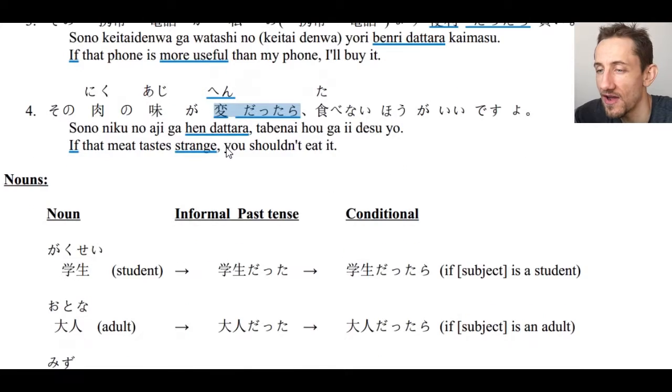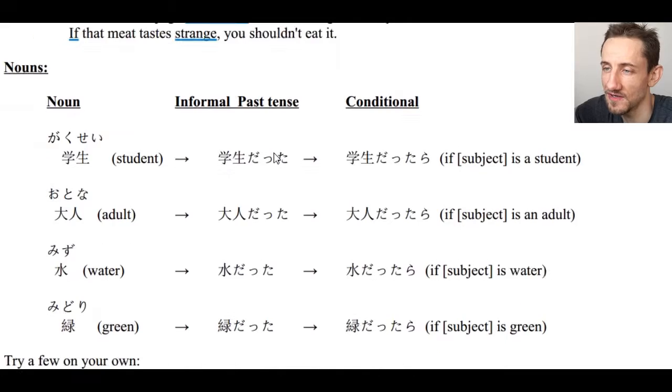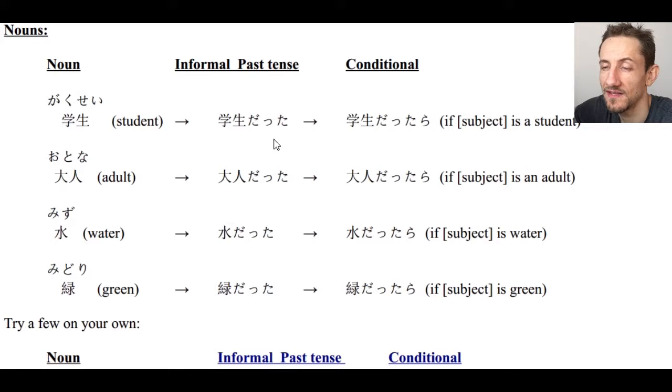Now we'll take a look at our nouns. So basically, they work the exact same way as our na-adjectives. And I'm sure you'll notice a pattern that the nouns and na-adjectives of Japanese often behave and have similar rules grammatically. So it's the same in this case. We just add dattara to the noun. So gakusei, gakusei dattara. If it's a student, otona, otona dattara. If the subject is an adult, mizu, mizu dattara. If it's water, midori, midori dattara.